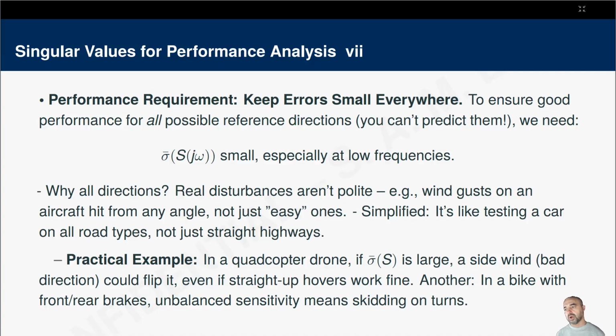Another example, in a bike with front and rear brakes, unbalanced sensitivity means skidding on turns. So in other words, let me just add one more thing here. You don't get to assume the reference is aligned with your favorite axis, the axis that you can control easily. It's not up to you. In real-world examples, you don't get to assume that.